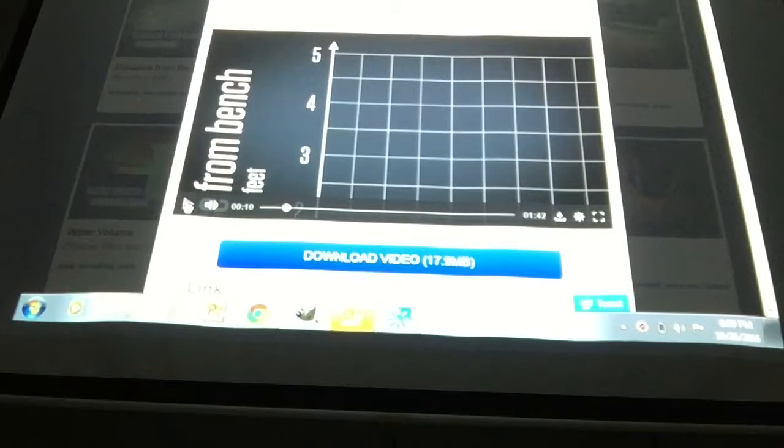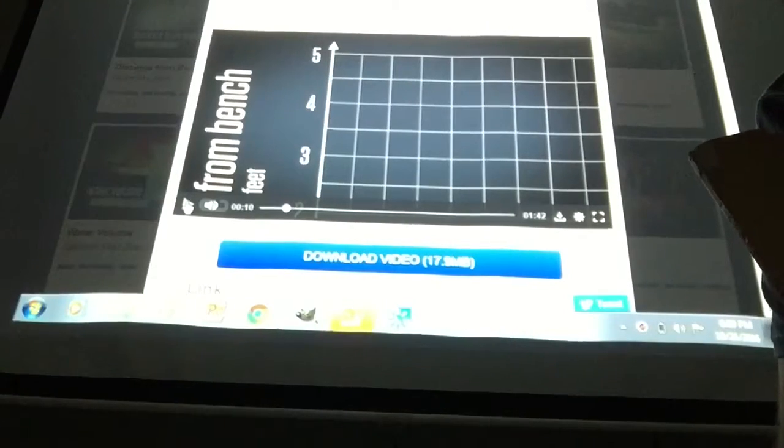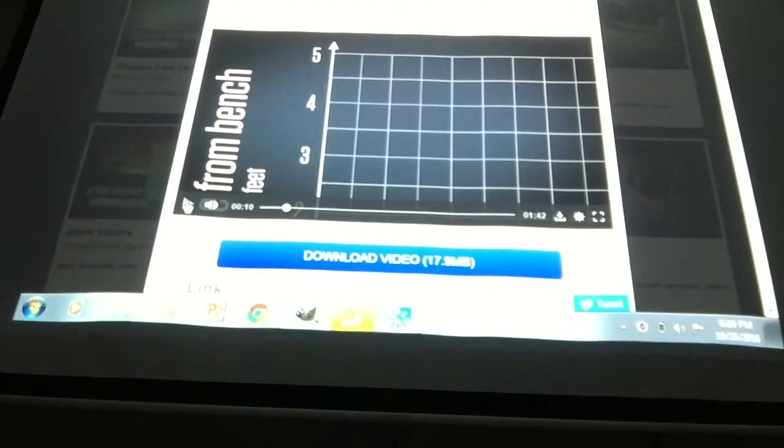All right, so every 2 boxes, they want us to go up by 1. So there's 1, 2, 3, 4, 5. So that's what it should look like on your paper. Each 2 boxes goes up by 1. Okay? Now let's watch the video and see what this graph winds up looking like.